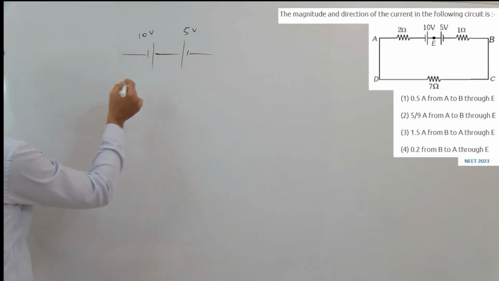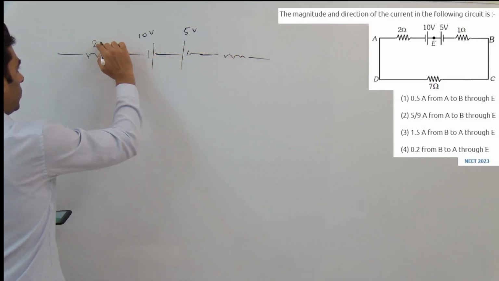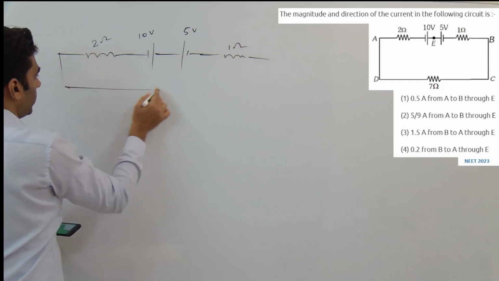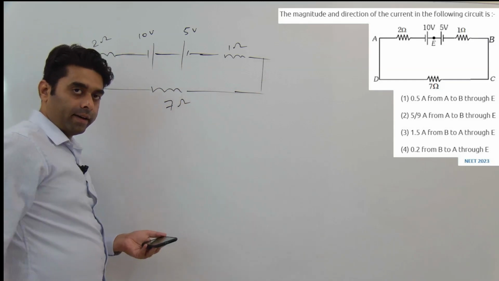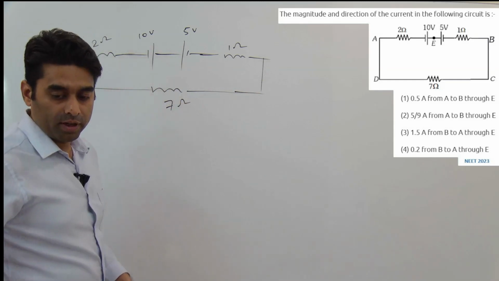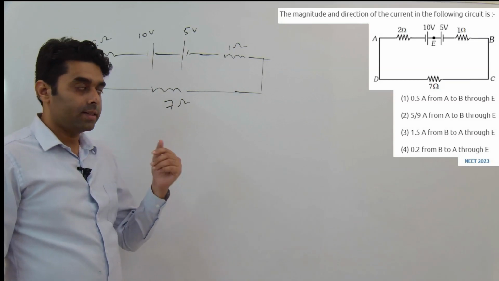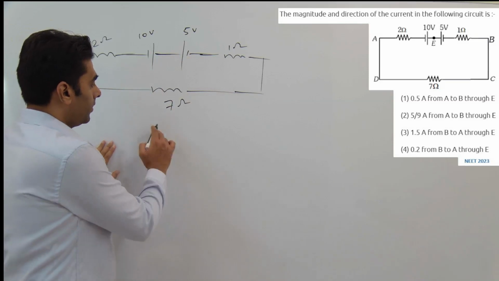Fine. And then you will have 2 ohm, and this one is 1 and 7. Fine, well and good. So they are asking us basically current and the direction of current. How to deal with it? It's a question from multiple cells, right? Multiple cells are there and cells are connected in series but with opposite polarity. So what will we get?